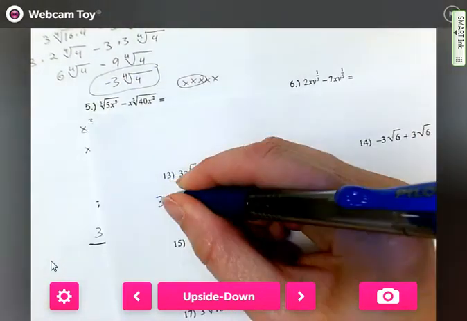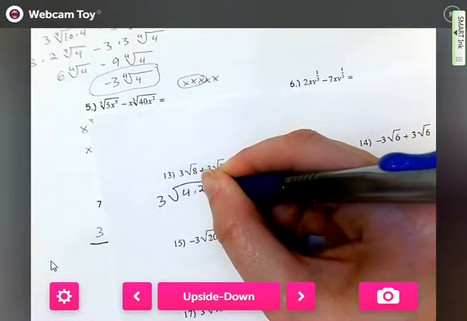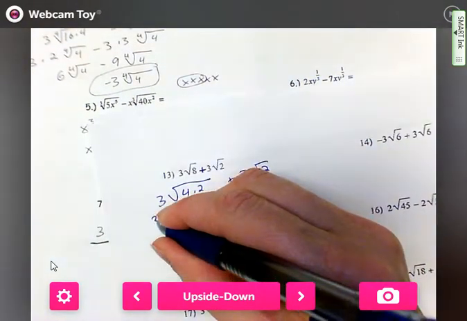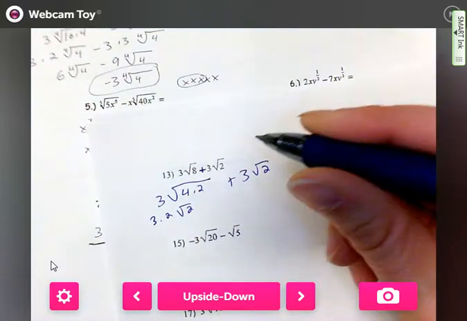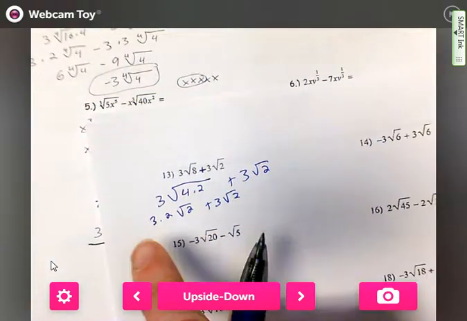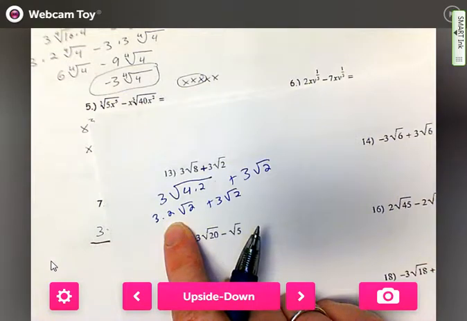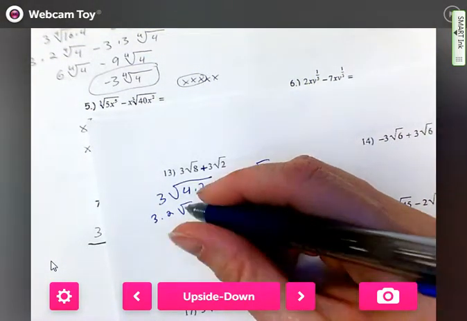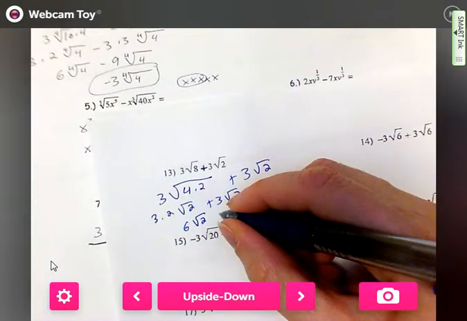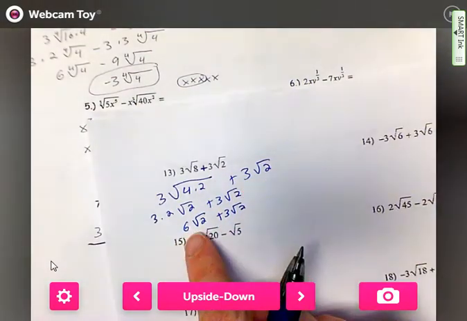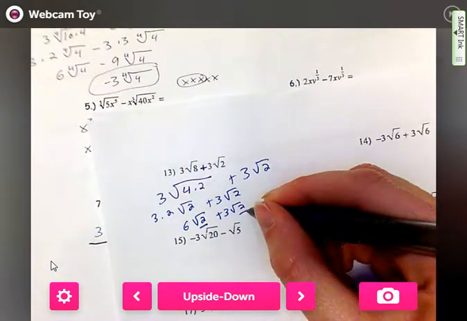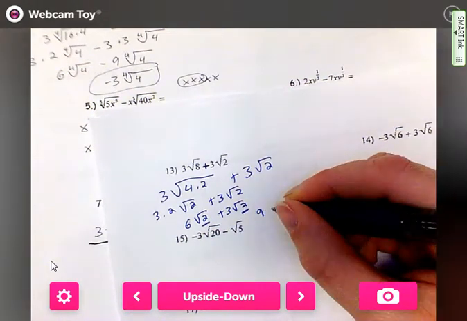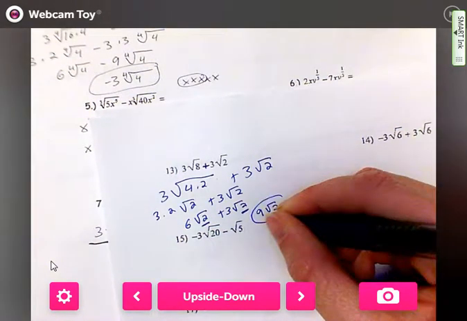So I'm going to change it to 3 square root of 4 times 2 plus 3 square root of 2. And the square root of 4 is 2, so I get 3 times 2 square root 2 plus 3 square root 2. And then 3 times 2 is 6. Please don't talk while I'm talking. I have 6 square root 2 plus 3 square root 2. So now the insides are both the same underneath the square root. So 6 plus 3 is 9 square root 2, which is my final answer for number 13.